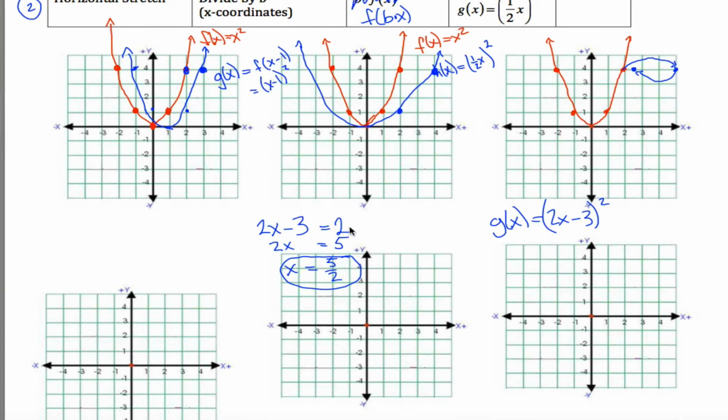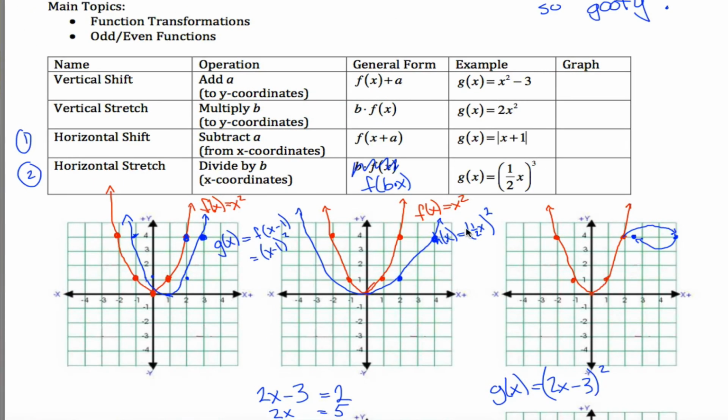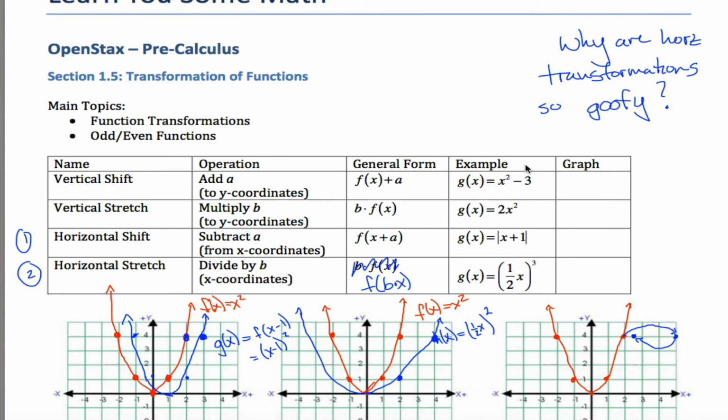So just like when you're solving this equation for x, you see 2 times x minus 3. And you don't worry about the multiplication first, you worry about the subtraction first, which is strange. And you don't subtract 3 from both sides of the equation, you add 3 to both sides of the equation. And then you divide both sides of the equation by 2. Even though it's multiplication here, you divide by 2. That might seem strange. It's not at all strange when you're solving equations. You understand it. That's exactly what's going on with horizontal transformations. And that is why horizontal transformations are so goofy.